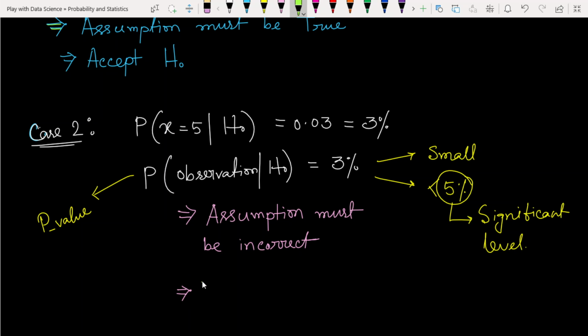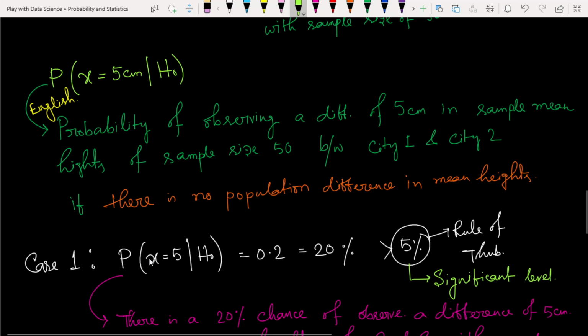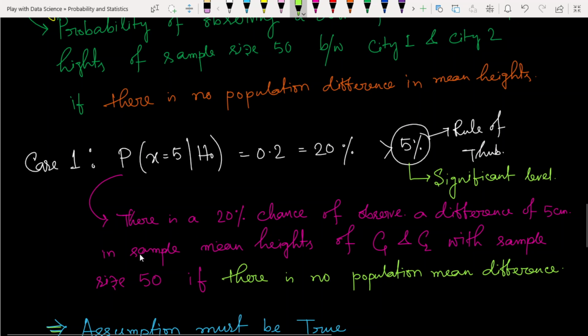That means we reject the null hypothesis. Alternatively, we accept the alternative hypothesis, meaning there are some differences in our population if this happens. In the next video, we will calculate this p value by using resampling and a permutation test.